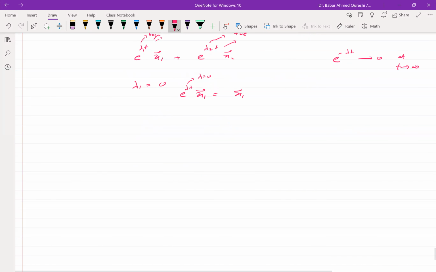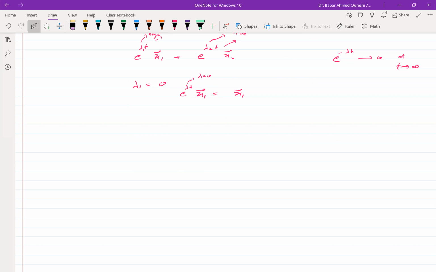But then we have another problem. The other problem is that you may have complex eigenvalues. It's not necessary that the eigenvalues will be only positive, negative, or zero. They can even be complex. So what happens in that case? That's the question.